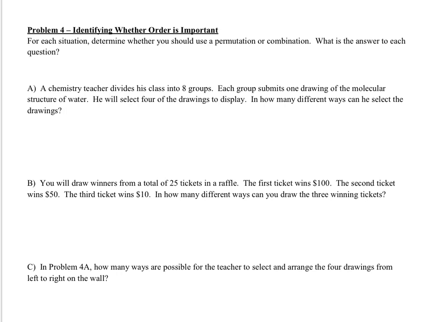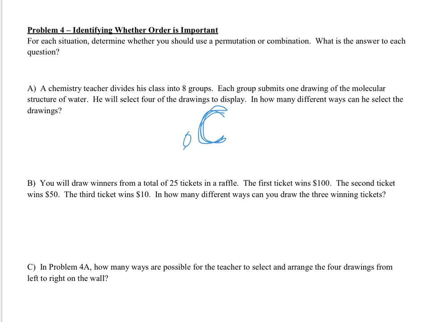A chemistry teacher divides his class into 8 groups. Each group submits 1 drawing of a molecular structure of water. That's cool. He will select 4 of the drawings to display. In how many ways can he select the 4 drawings? It doesn't say that he's going to put a ranking on it, or rank them first to fourth. So this would be a combination. It does not matter the order.